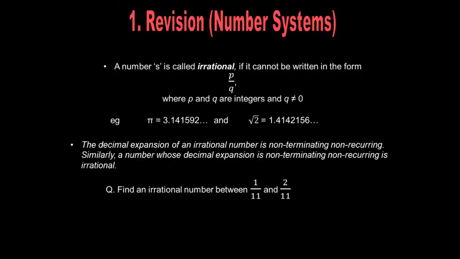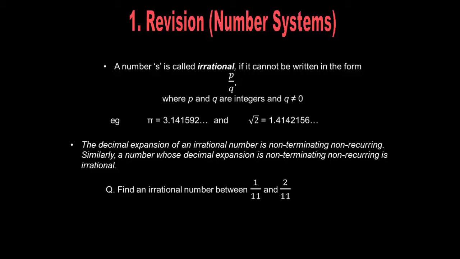Now let us try a problem. Find an irrational number between 1 by 11 and 2 by 11. It's very simple. As we know, it cannot be represented in the form of a fraction. So first of all, we'll take the decimal equivalent of 1 by 11. The decimal expansion of 1 by 11 is 0.0909, and it will keep on repeating 0909.